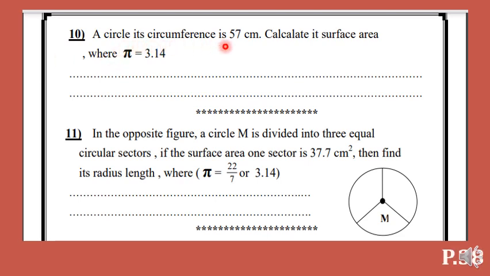Page 38, number 10. A circle, its circumference is 57 centimeters. Calculate its surface area, where pi equals 3.14.